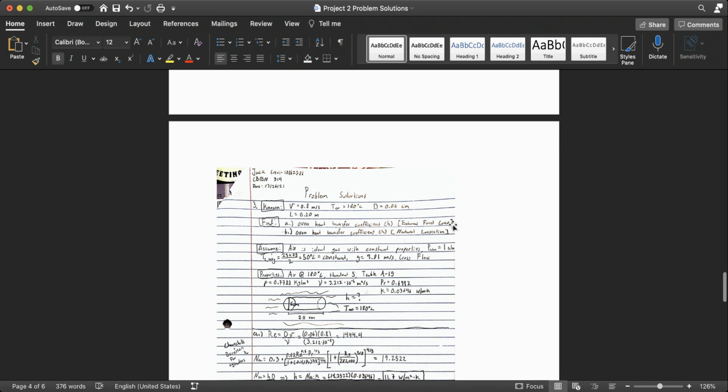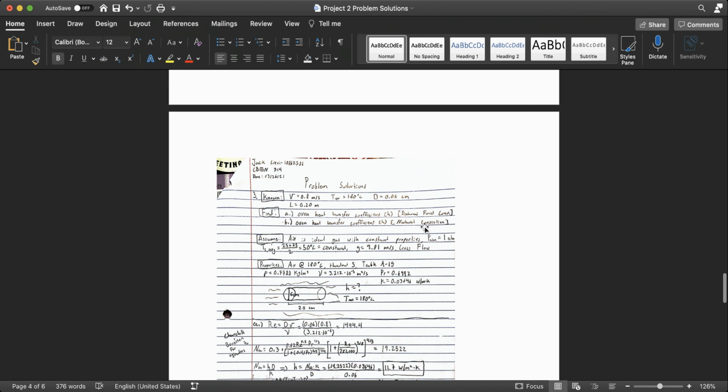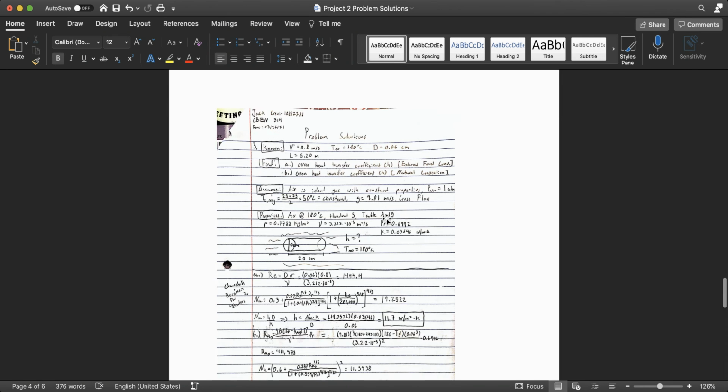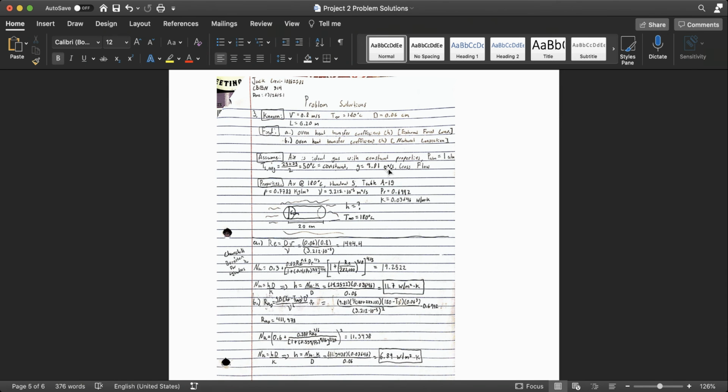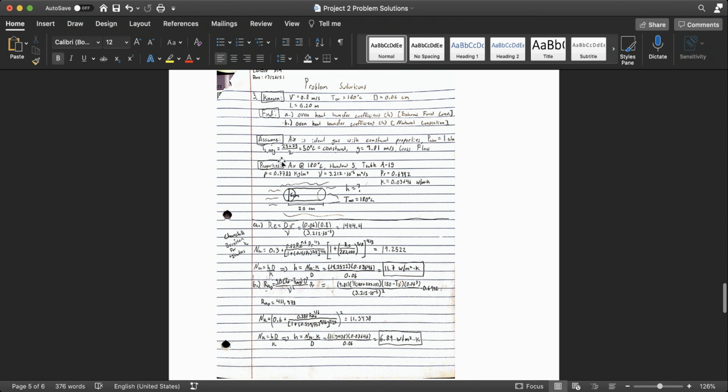Part A will do external forced convection to find the heat transfer coefficient, and part B will use natural convection to find the heat transfer coefficient. So we're assuming air is an ideal gas with constant properties. The atmospheric pressure is 1 atmosphere. Then we're going to assume the surface temperature of the chicken is going to be at a constant value of its average 50 degrees Celsius instead of changing, and that gravity is 9.81 meters per second squared, and that the convection is cross flow to the cylinder. So we grab our properties again and draw our diagram.